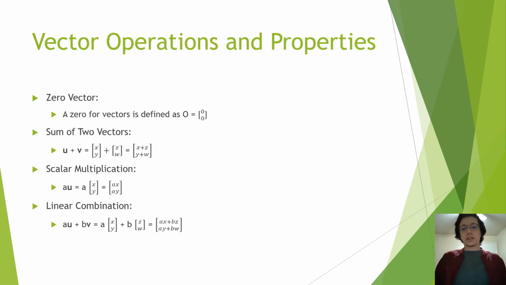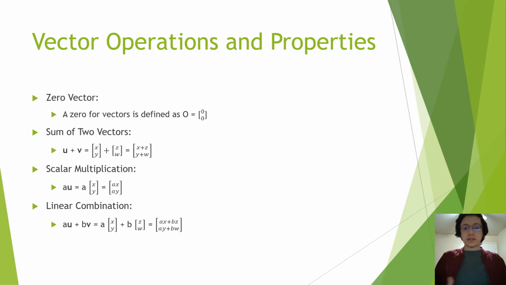The vector operations and properties that follow are a few basic ones. They cover addition, multiplication, and combination between two different vectors, and also the zero vector, which implies that there is a zero identity for vectors, which in this case is 0 equal to 0 over 0.